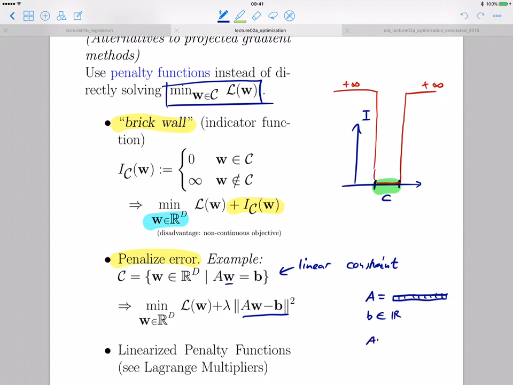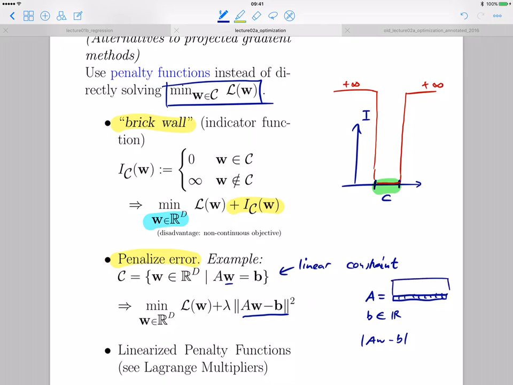Then AW minus B is a number, and you can look at its absolute value. If you satisfy the constraint, it's 0, which is nice. If you don't, it's measuring how far you're away. It's the same thing as we used in mean squared error, if you're interested. So this is one thing you can do. What I described now was only for one linear constraint, but A can also have more than one row.